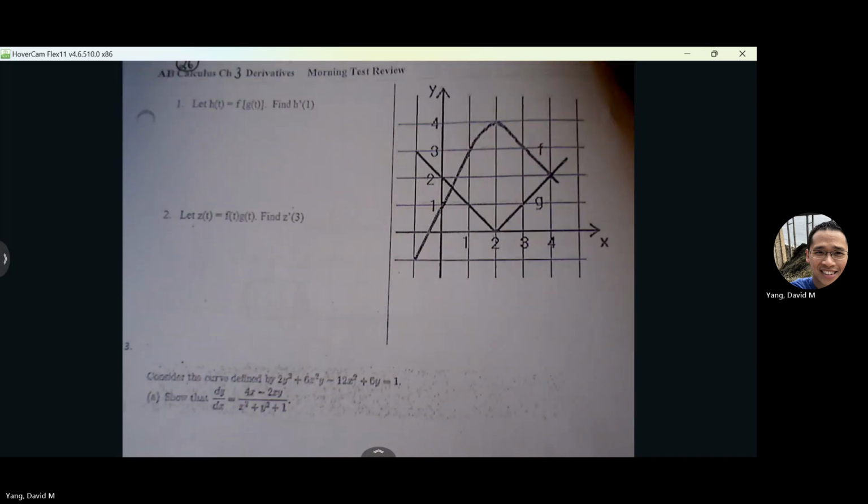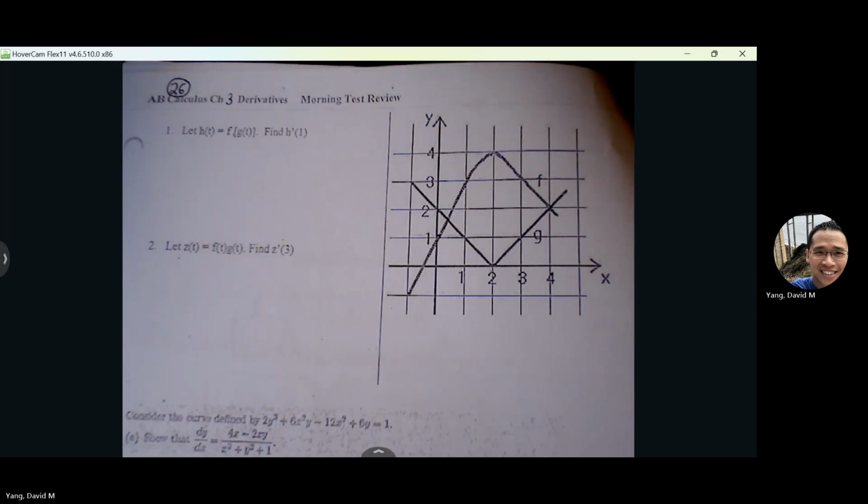Okay, page 26. Right, number 1, you're having to build a derivative in function notation, and then after you build the derivative, you can replace all your t's with 1, and then you're using the graph to help pull either the y value or the derivative.